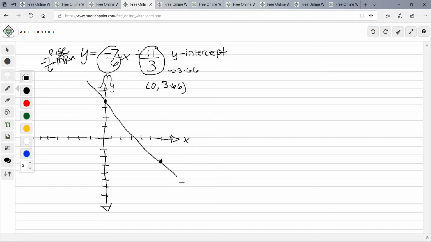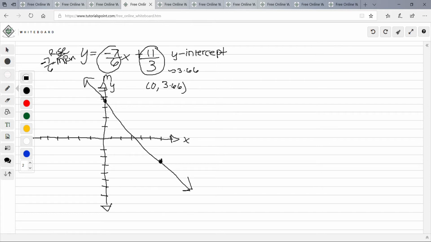Yeah, so what I did was I started at the y-intercept, and then I look at the slope, and I got to ask myself, is it going positive or negative? Is the slope going positive? If it's positive, it's going to go this way. If it's going to go negative, it's going to go this way. And then you do the rise over run.